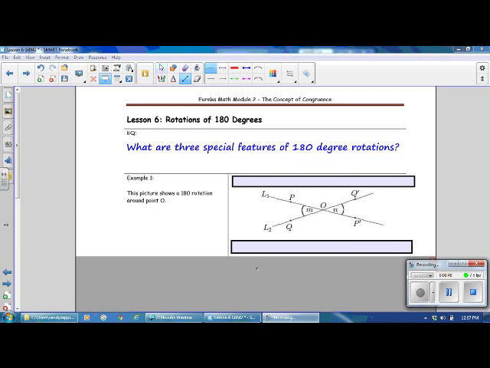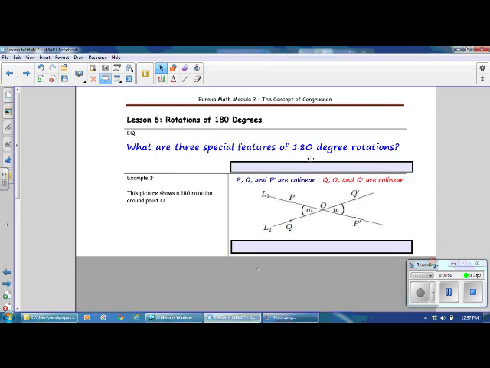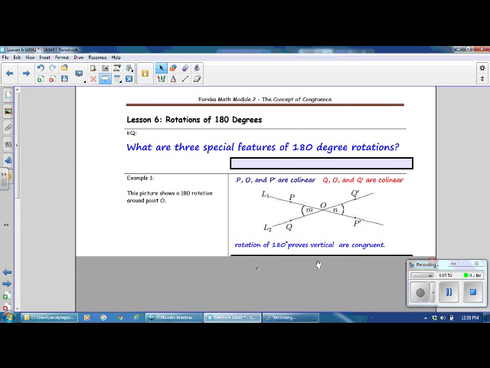So putting it together, what we've learned from this example is that point P, the origin or the center of rotation, and P prime are collinear. They lie on the same line. And point Q, the center of rotation O, and Q prime are collinear. All 3 points lie on the same line. And then the other thing is rotation of 180 degrees proves that vertical angles are congruent.